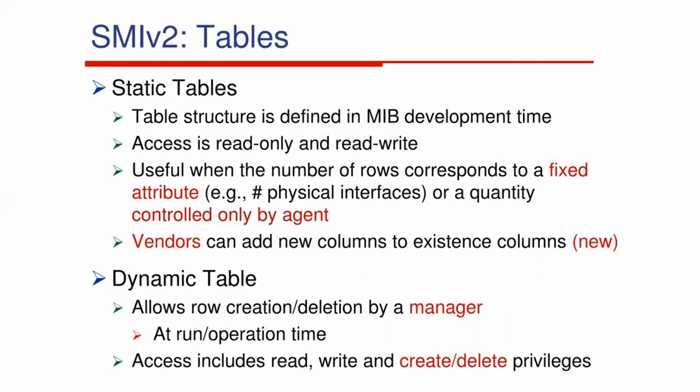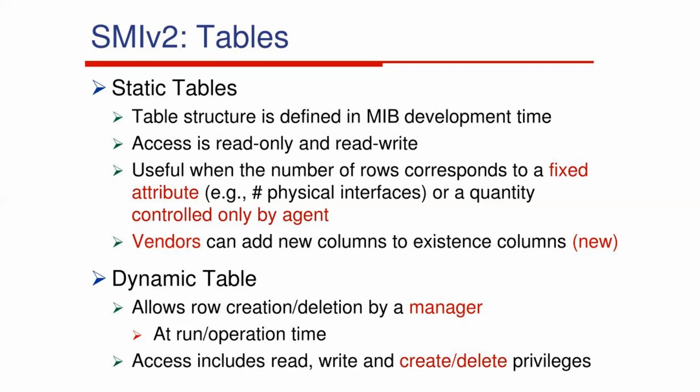Then version 2 tables, for SMI version 2 tables. From that, you basically know that you have two different tables. First one static and second one dynamic. From the static tables, the structure of that MIB version 2 is defined at development time. Then access is read only and read write. Then useful when the number of rows corresponds to a fixed attribute, for example physical interface, or a quantity controlled only by the agent. Vendors can add new columns to existing columns.